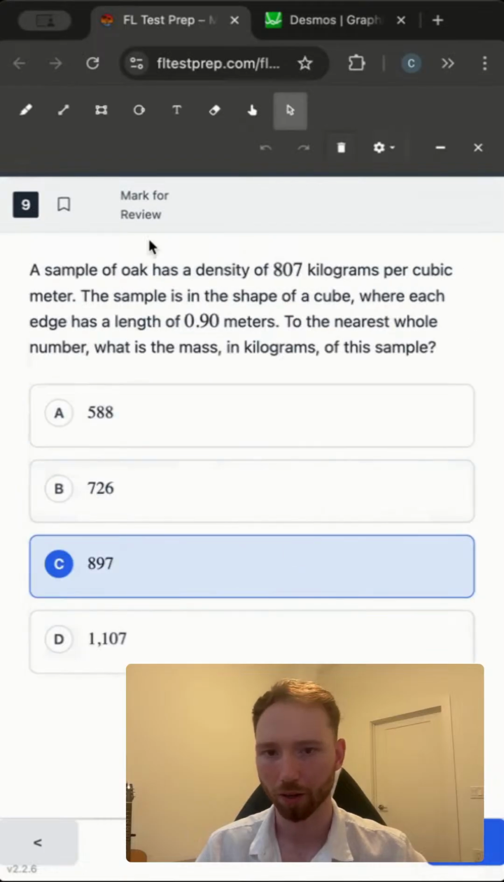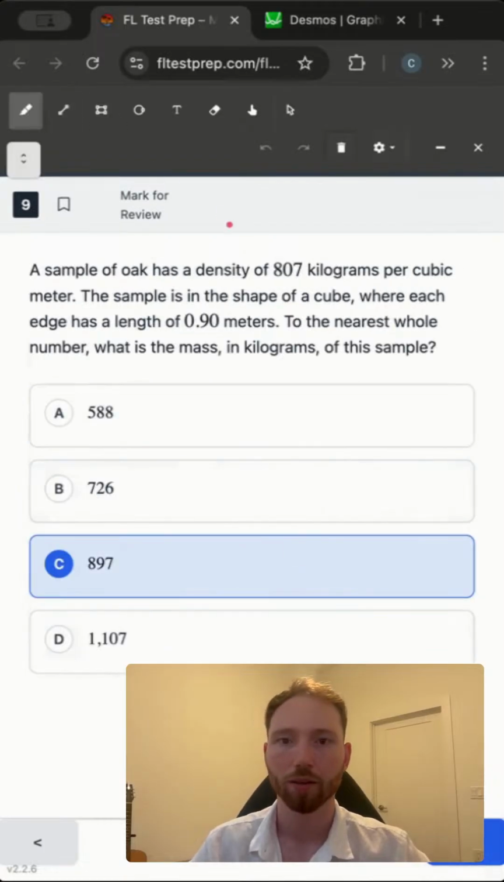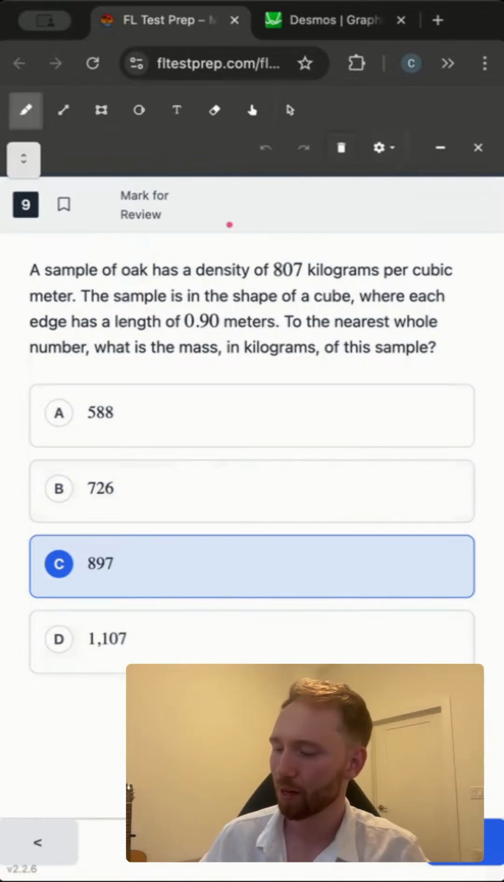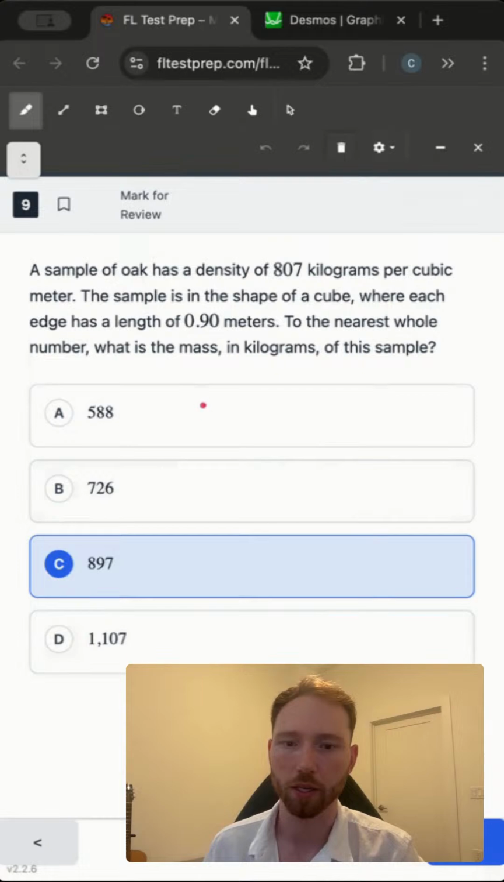All right, let's take a look. Another look. Do you know how to solve for density on the SAT? The density equation is going to be density equals mass over volume, DMV, if you want to remember it that way. So let's use it for this problem. A sample of oak has a density of 807 kilograms per cubic meter. The sample is in the shape of a cube where each edge has the length of 0.9 meters. To the nearest whole number, what is the mass in kilograms of the sample?